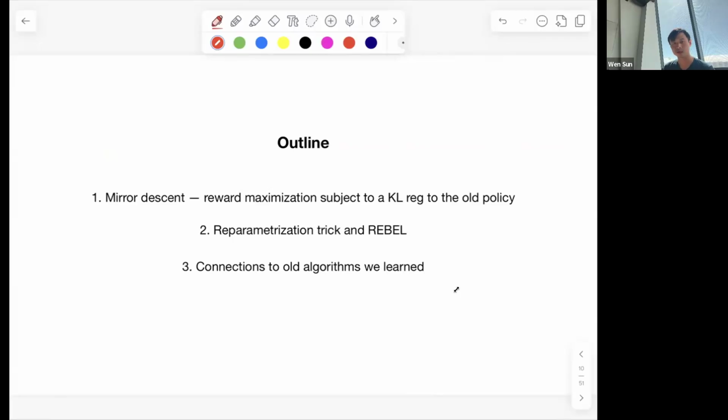And finally, I'm going to tell you some interesting connections to some of the very old algorithms that you learned in this class. Some of the connections were actually surprising when we were working on the paper. And then lastly, I'm going to show you some experiment results.